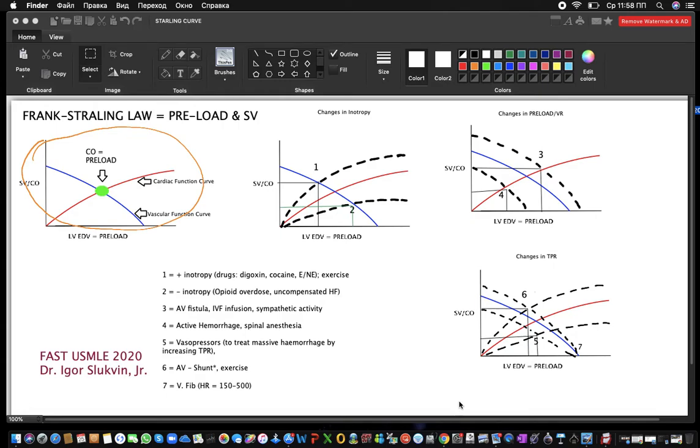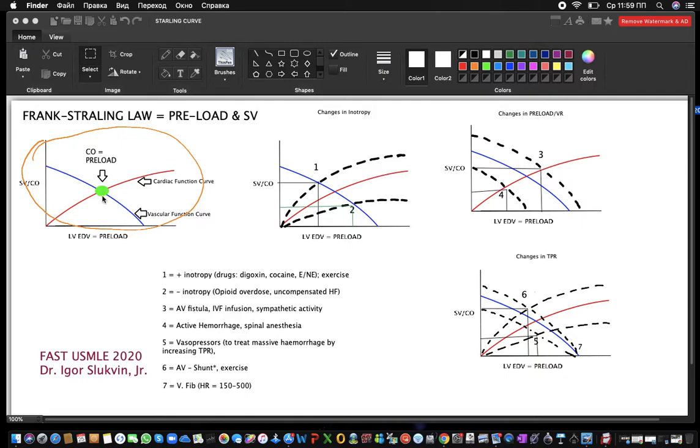This video is going to explain the Frank-Starling law. It can be very intimidating at first, but take a 15-second breath and look at what I circled in orange. This is your perfect Frank-Starling curve. Your cardiac function curve is here. Your vascular function curve is here.